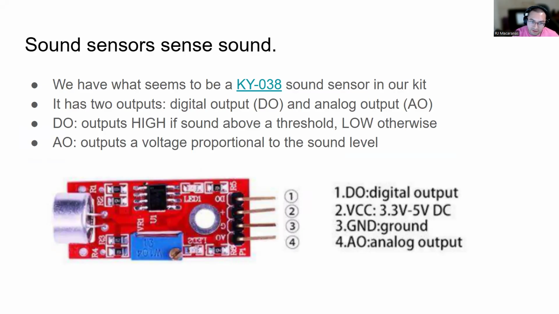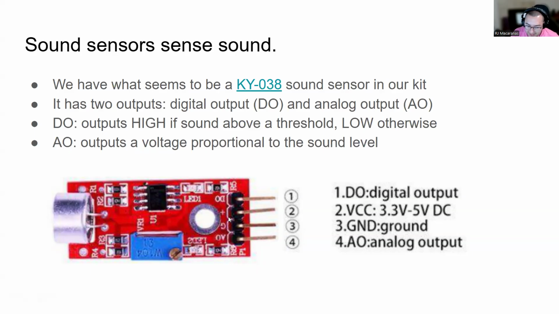We've got one of these KY038 sound sensors in our kit. And so it has two outputs. It's got a digital output and an analog output, right? And this digital output is going to output high if the sound is above some threshold, right? So there's a microphone here, there's presumably some sound in your environment. And if it's above some threshold level, then it'll output high.